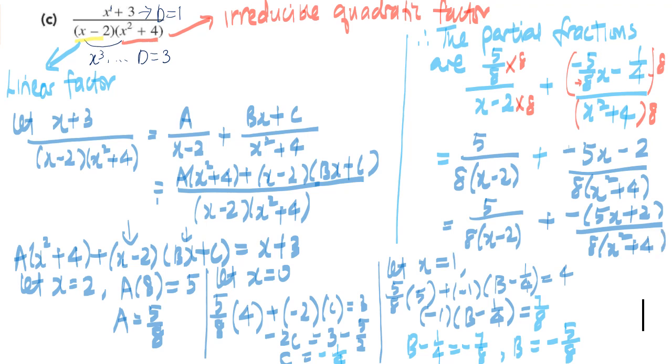Okay, and then if I simplify further, you need to take plus times minus. You cannot leave the answer as plus with the minus there. No, you have to simplify it. And so if you simplify it, your partial fraction will be 5 over 8 bracket x minus 2, minus 5x plus 2 over 8 bracket x squared plus 4.